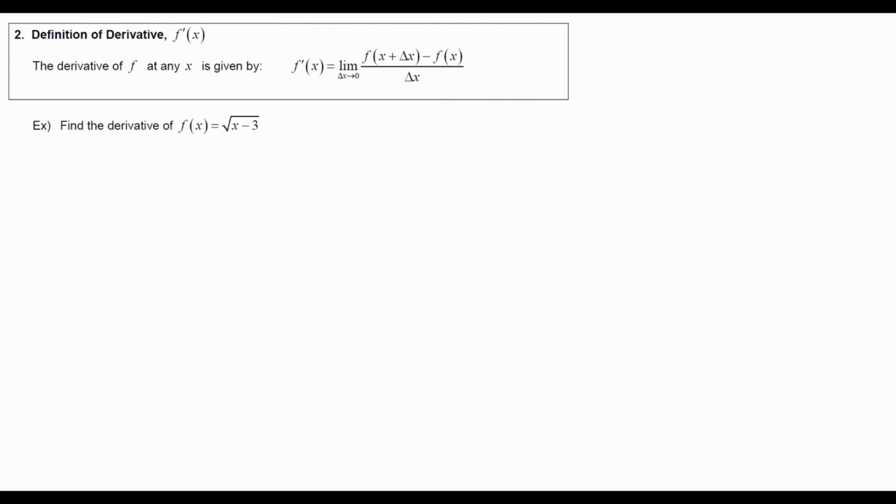Definition of derivative, f prime of x. The derivative of f at any x is given by f prime of x equals the limit of f of quantity x plus delta x minus f of x, all over delta x, as delta x approaches 0.